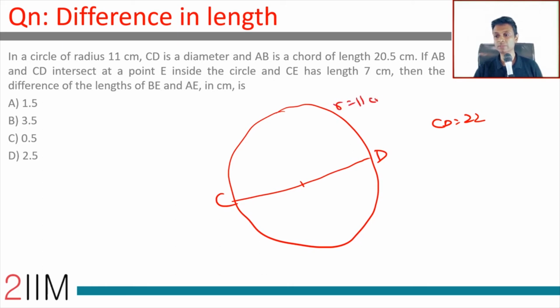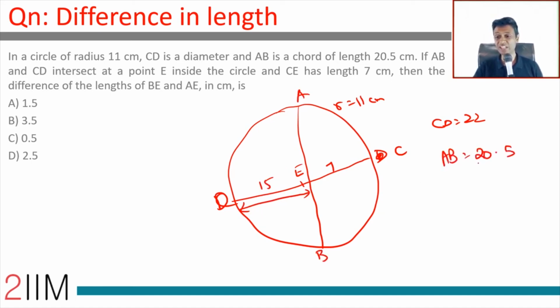Radius is 11. AB is a chord of length 20.5. So it is very close. CE has a length 7. So I should mark this as D, this is C, because I put the center here. I'll call this as E. CE is 7 or DE is 15. AB is 20.5.